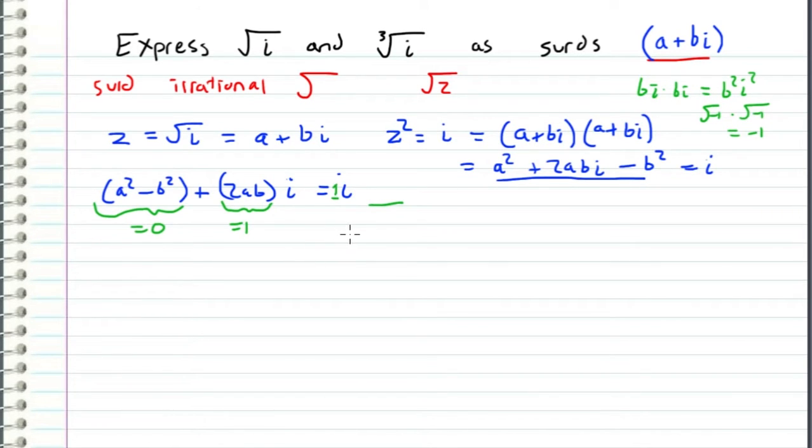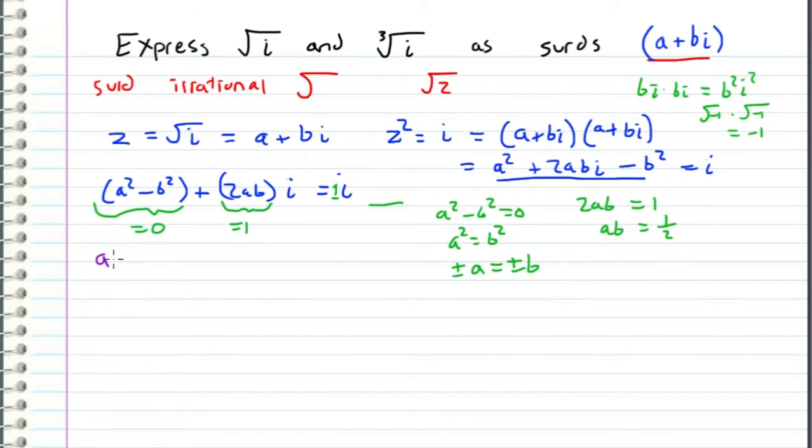So we get two equations from this. We get a squared minus b squared is equal to 0. Therefore, a squared is equal to b squared. And therefore, plus or minus a is equal to plus or minus b. And then from the other equation, we get 2ab is equal to 1. So a times b has to equal 1/2.